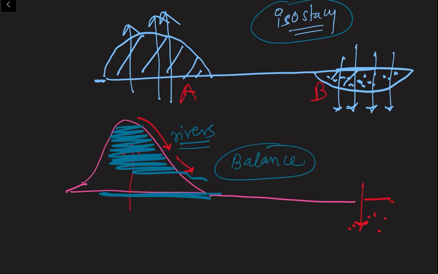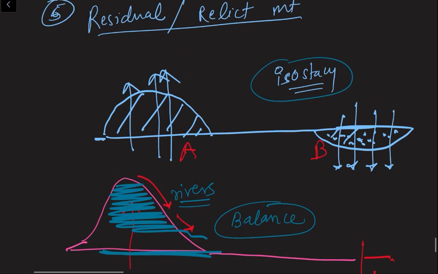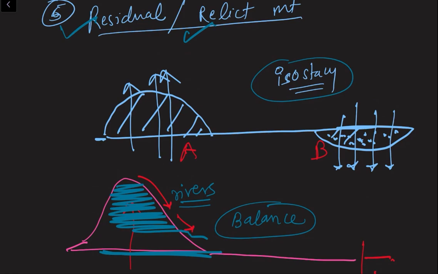So slowly every mountain will degrade and reduce in its size, and they become residual or relict mountains. That is the phenomenon. We'll see later on what the functions of the rivers are and how they make this system happen in detail. So what are the residual or relict mountains at this moment?